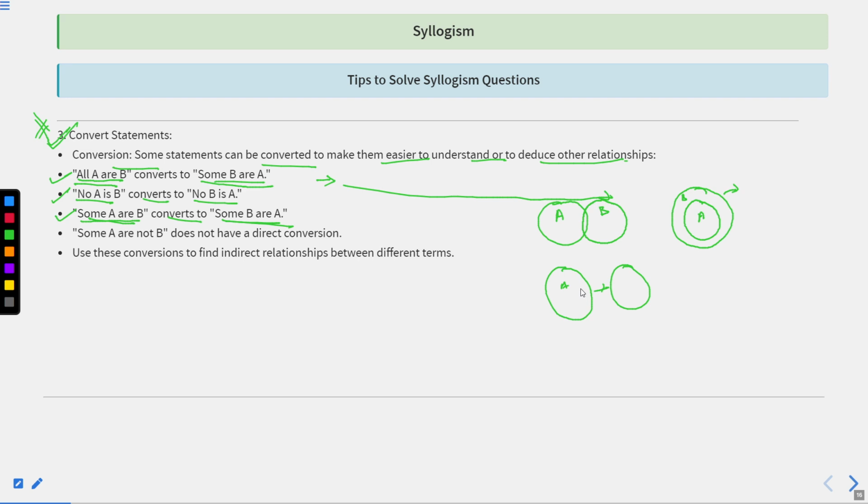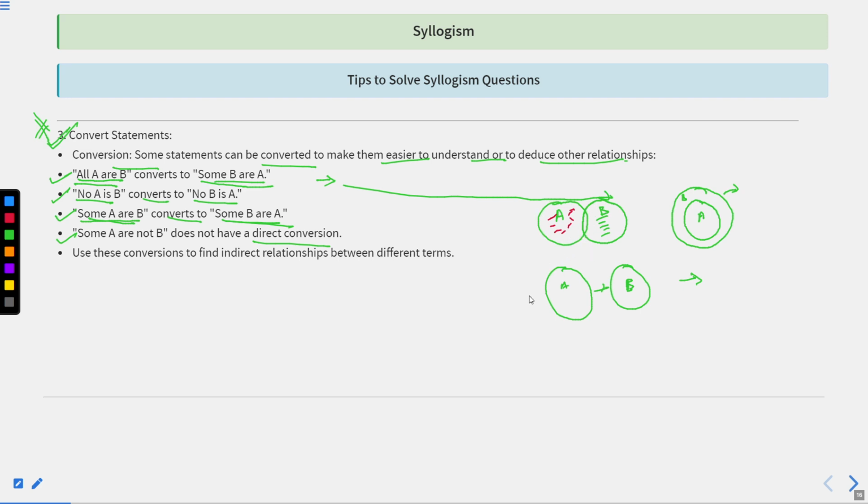Now, what is important to understand here is that some A are B can be converted to some B are A. All A are B can be converted to some B are A. No A is B can be converted to no B is A. But if we are saying that some A are not B, that does not have a direct conversion, meaning you cannot say that some B are not A. Why? I'll tell you.